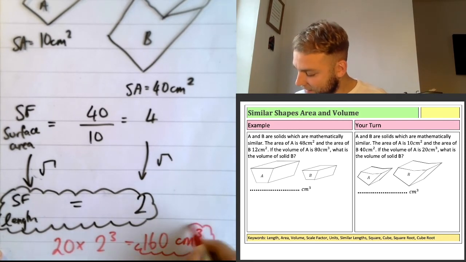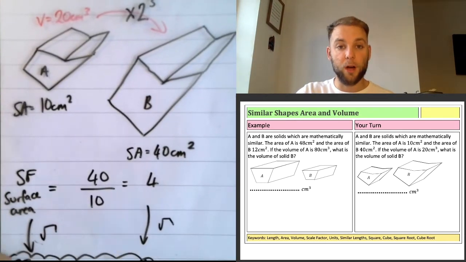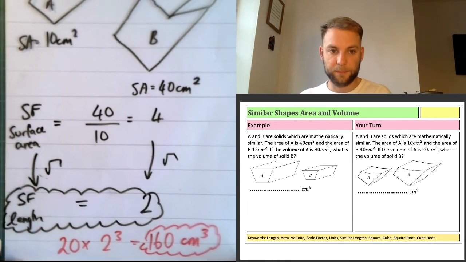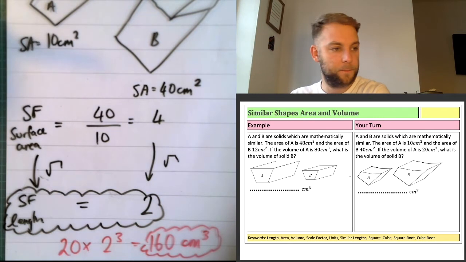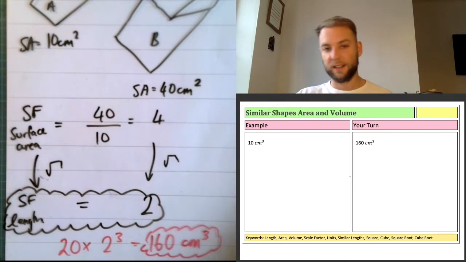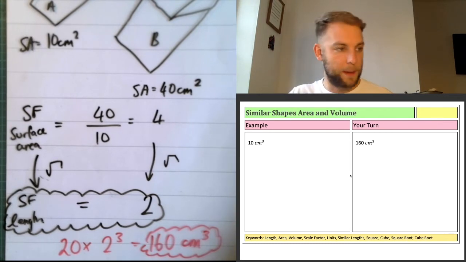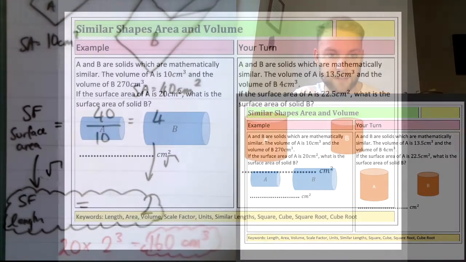Now I'm timesing this time because I'm going from smaller to larger. If I was going from larger to smaller, I'd be dividing. So there's your answer, 160. Super. So let's just make sure that that's right. 160, absolutely brilliant. I've got 2 more to have a go at. You might just want to have a go at these yourself. So maybe pause now and have a little go at those yourself.